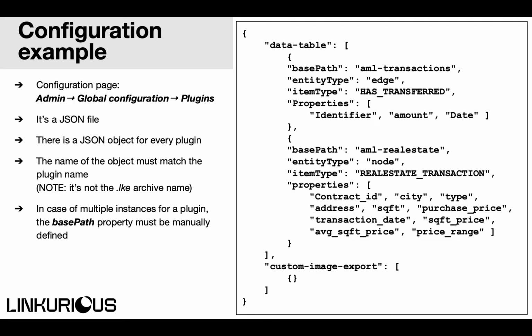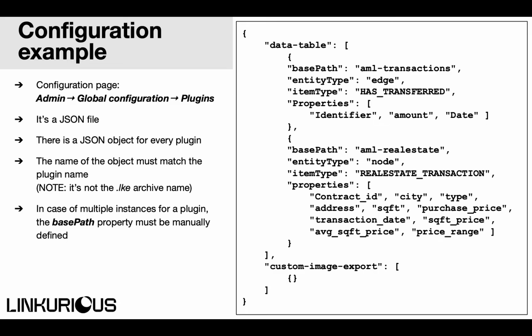So here we have on the right side of the slide an example of the configuration file. As said before, this is a JSON file, and it's available in the admin menu in the global configuration, by scrolling to the plugin section. In this section you have the JSON file with all the installed plugins. And as you can see here, we have 2 different plugins. The first one is called Data Table, and the second one is called Custom Image.